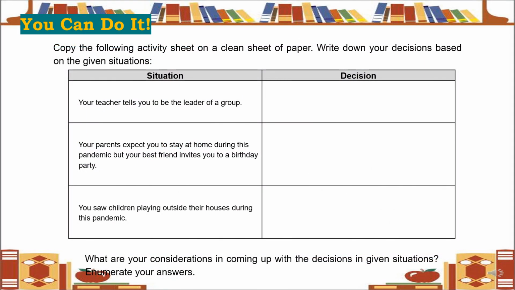For your You Can Do It activity, copy the following activity sheet on a clean sheet of paper. Write down your decisions based on the given situations. Your teacher tells you to be the leader of a group. Your parents expect you to stay at home during this pandemic, but your best friend invites you to a birthday party. You saw children playing outside their houses during this pandemic. On the right side of the column, write your decision. What are your considerations in coming up with the decisions in the given situations? Enumerate your answers.